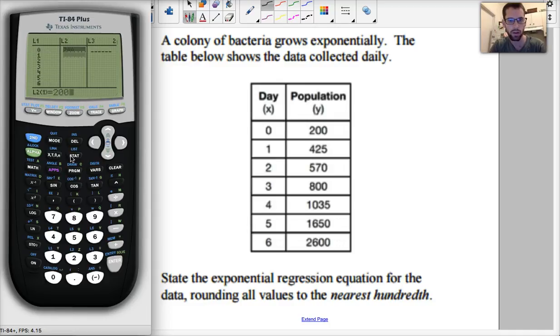Then 200, 425, 570, 800, 1035, 1650, and 2600. Now I'm going to double check because I always make a mistake somewhere. 200, 425, 570, 800, 1035, 1650, 2600, and 0, 1, 2, 3, 4, 5, 6. Actually looks okay. I'm going to go to stat, I'm going to go calc, I'm going to run an exponential regression.